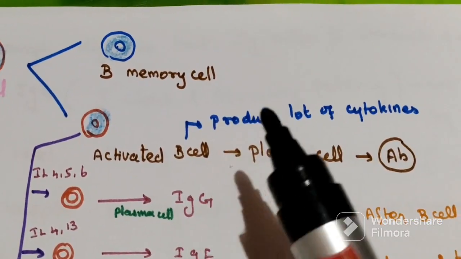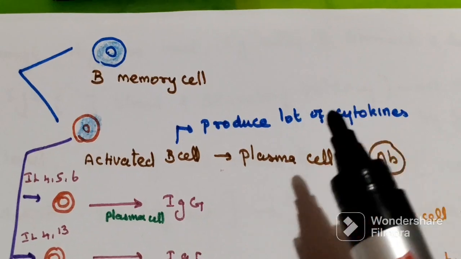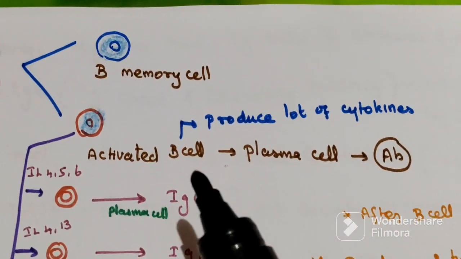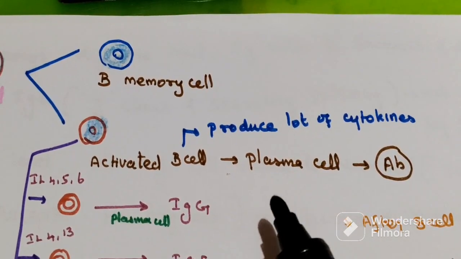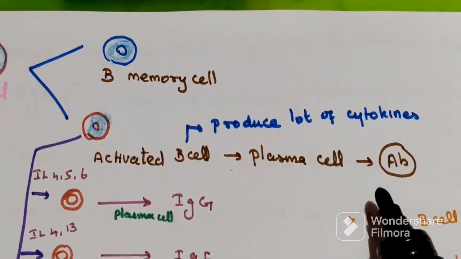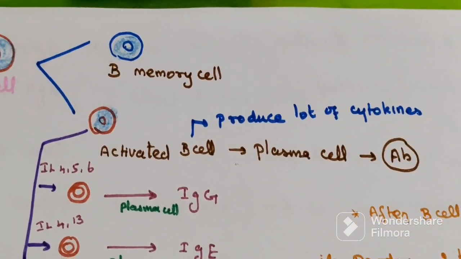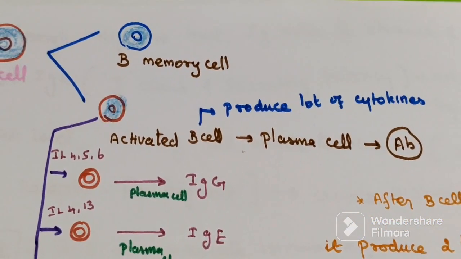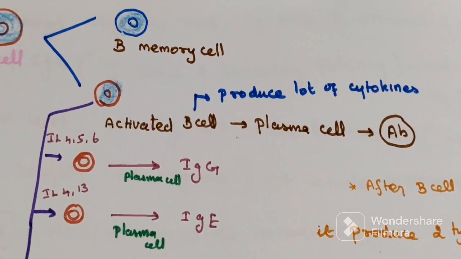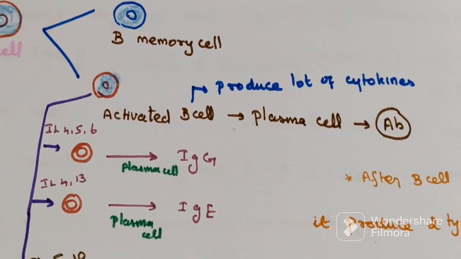This activated B cell produces a lot of cytokines. These activated B cells produce plasma cells. The plasma cell produces antibodies, the immunoglobulins. There are five different types of immunoglobulin: IgG, IgA, IgM, IgE and IgD.